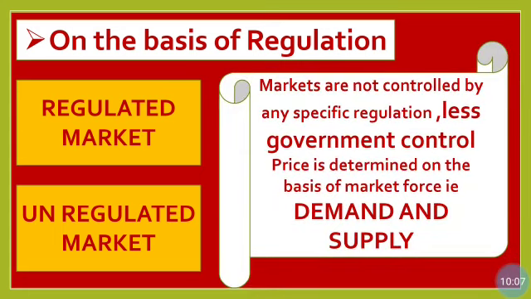Okay. Next is unregulated market. So, such markets are not controlled by any specific regulation. Government does not interrupt such market. There is less government control. For example, our economic system allows market force to regulate price, wages, etc. rather than government policy. How is price determined in our market? It depends on market force.